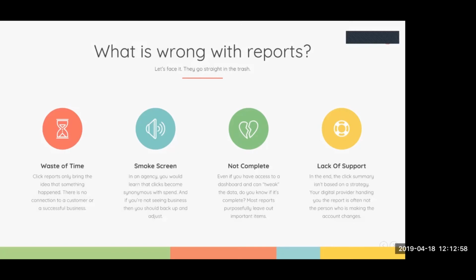So why are they so temporary? Why are they so elongated into success, as most digital providers might explain? To us, reports can be a waste of time. They can bring an idea that something has happened, but what is the connection to the customer?